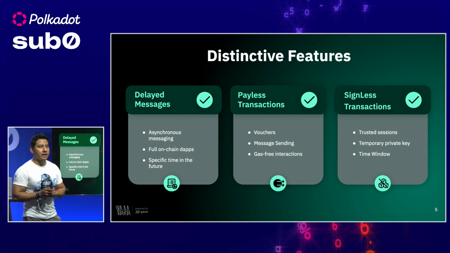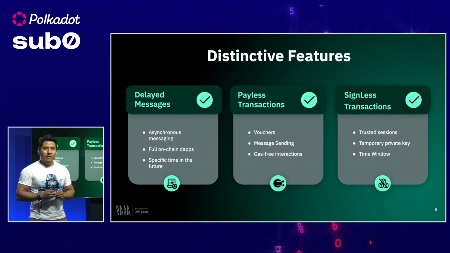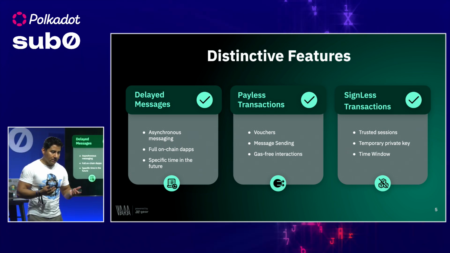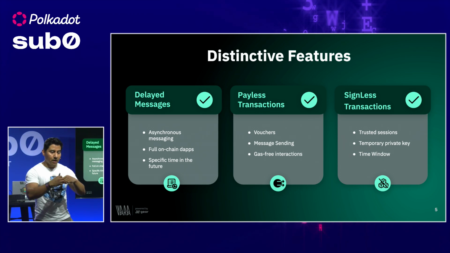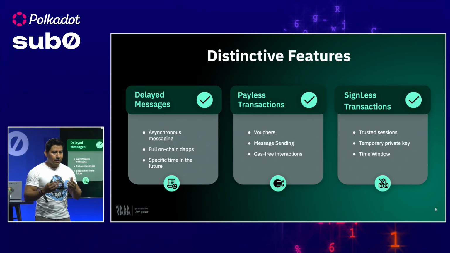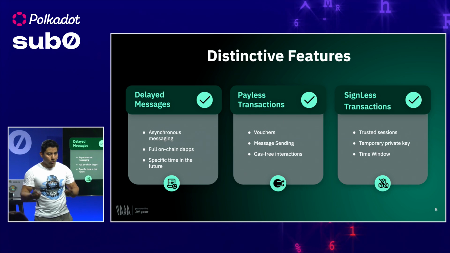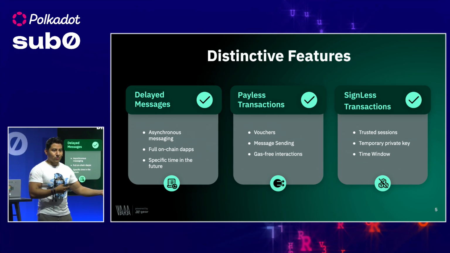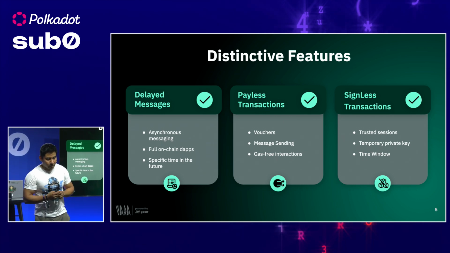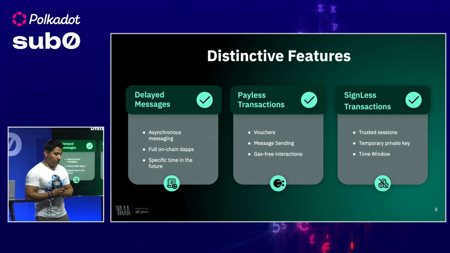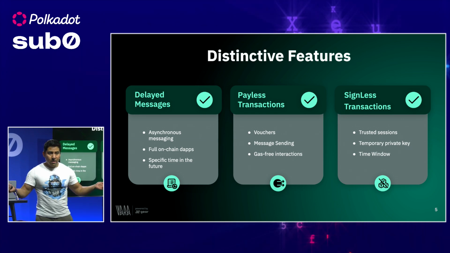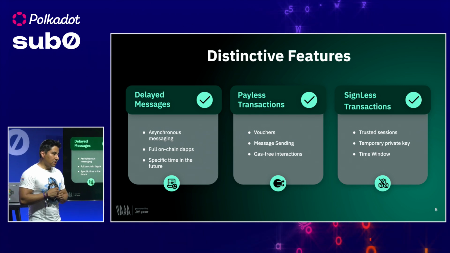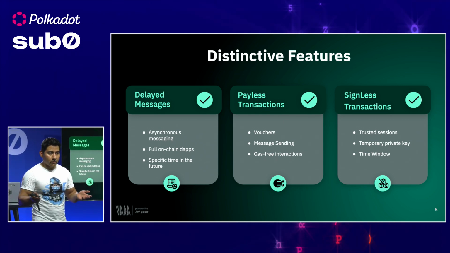Also, we have Payless transactions. Normally, one of the most problematic things that a user faces when they want to come into the Web3 ecosystem is this: they enter the application, and the application tells them they need to use a wallet, they need to create an account in the wallet, and they need to have a balance in the account, okay? That's a problem because Web2 users normally just log in with one button, Facebook, Google, or whatever authentication system, and that's easy for Web2 users.